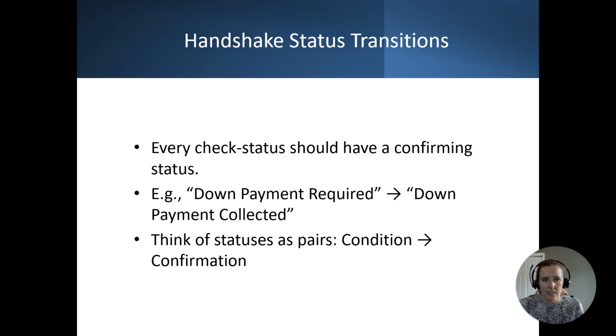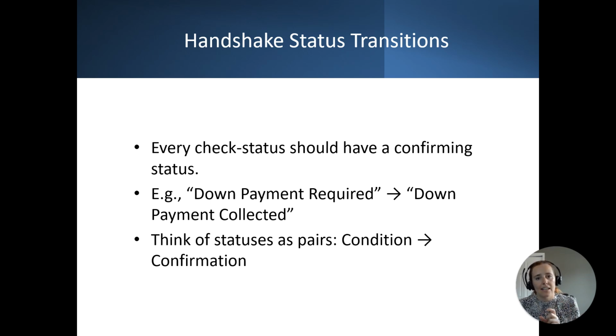There are also handshake status transitions. One thing I see is that if there is a status like down payment required, there should also be a handshake status saying down payment collected. This sometimes doesn't happen. So if it goes from down payment required straight into installation, well, when did procurement buy their things? That is sometimes a little bit stressful for whoever has the job in between the two statuses, because then there isn't an opportunity for us to notify them to do their job.